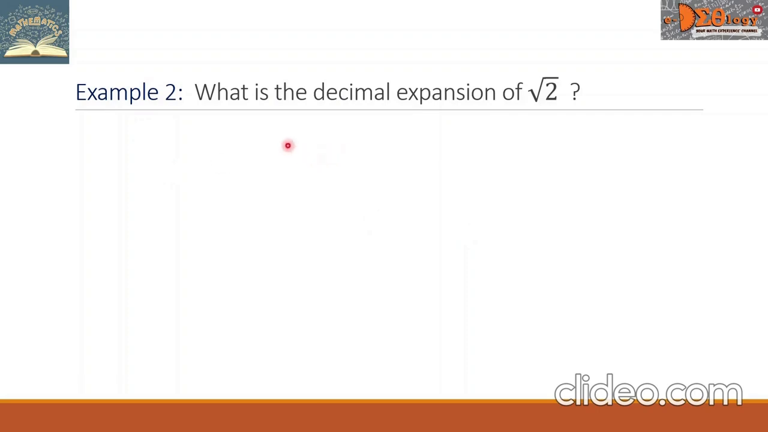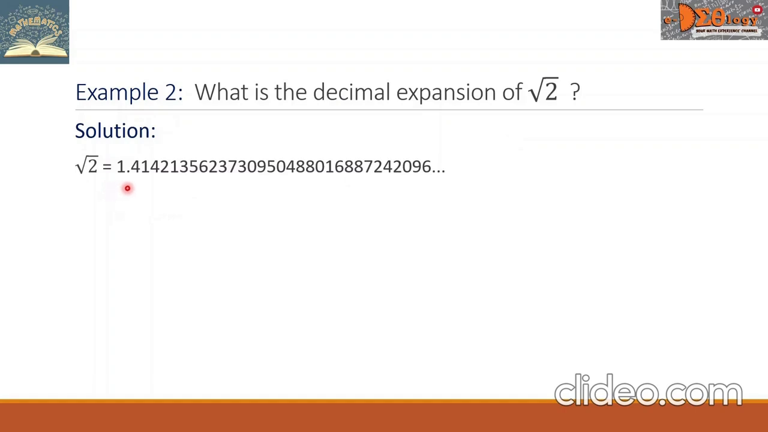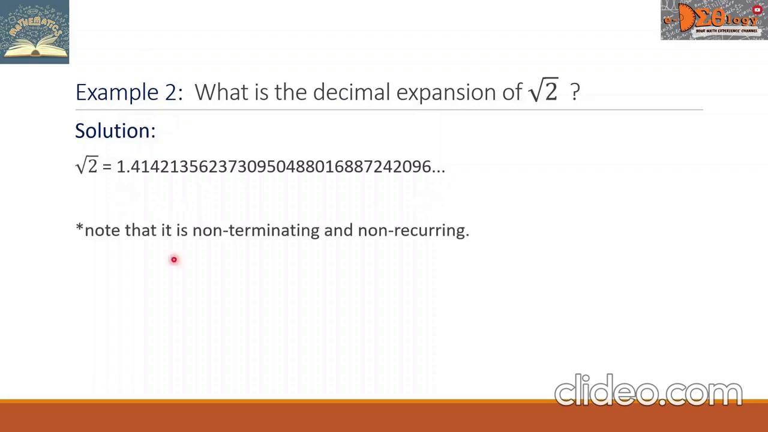Example 2. What is the decimal expansion of square root of 2? Square root of 2 equals 1.414213562373095048801688724209 and so on. This is an irrational number. Know that it is non-terminating and non-recurring.